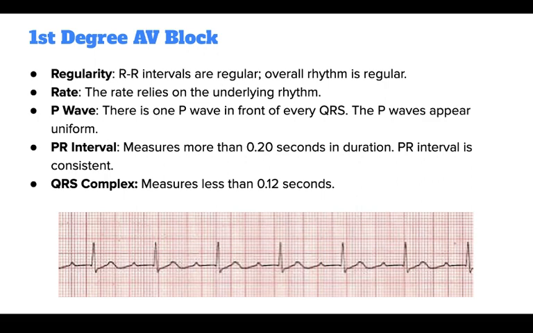For first degree AV block, RR intervals are regular, overall rhythm is regular. The rate relies on the underlying rhythm. There's one P wave in front of every QRS. The P waves appear uniform. The PR interval measures more than 0.2 seconds in duration and is consistent, and the QRS complex measures less than 0.12 seconds.